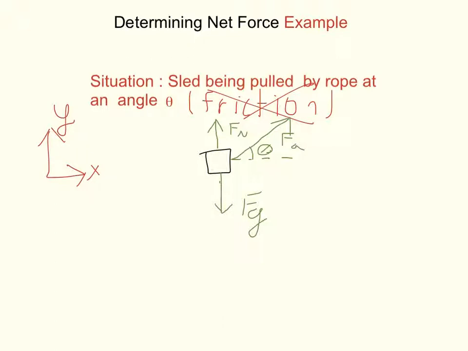So I'm going to rewrite my free body diagram. Nothing will change about the gravitational force or the normal force for that matter. But now if I break this vector into its components, my applied force, my x component will be pointing to the right.